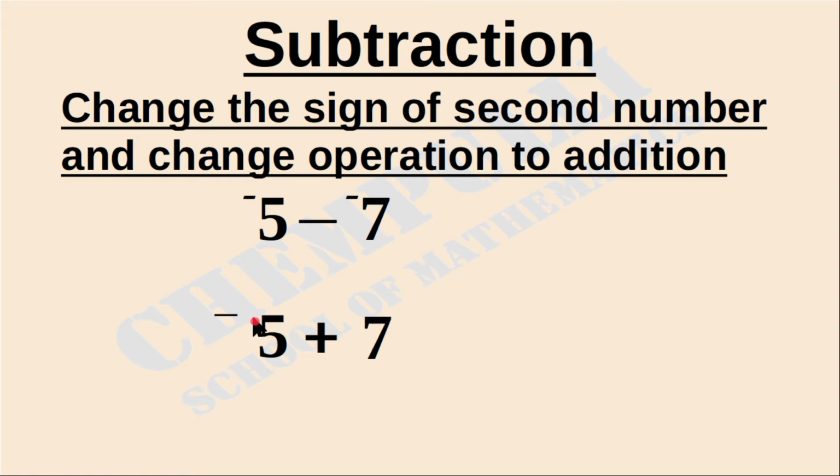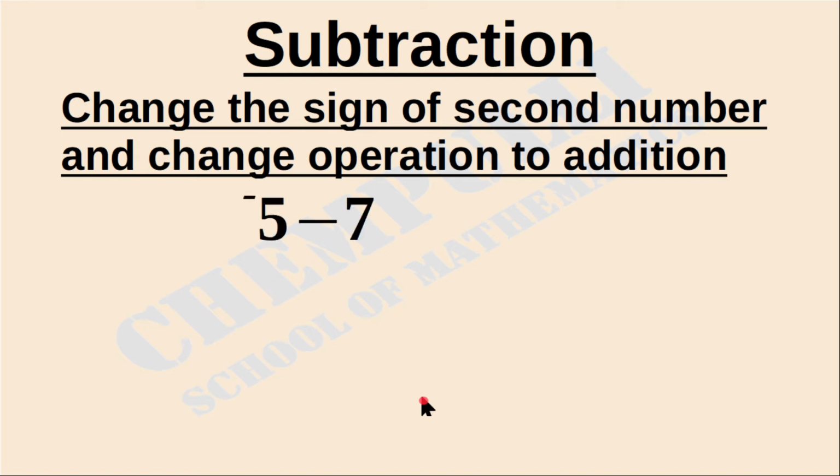Addition case, first check both signs. Both signs are different. Different sign case, subtract and write the big number sign. Subtract means 7 minus 5. What is 7 minus 5? 2. And write the big number sign. What is the big number sign here? Positive. That is, you will get the answer positive 2.